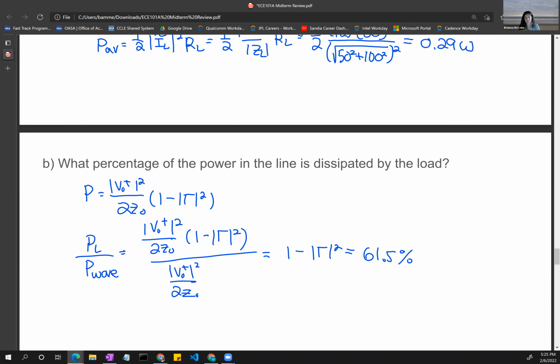Does anyone have any questions on this part? Okay.